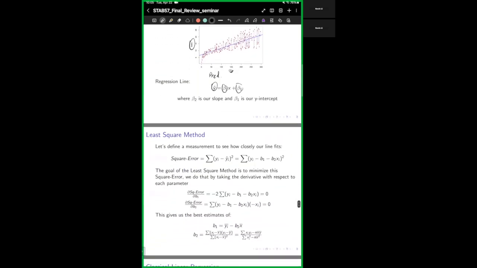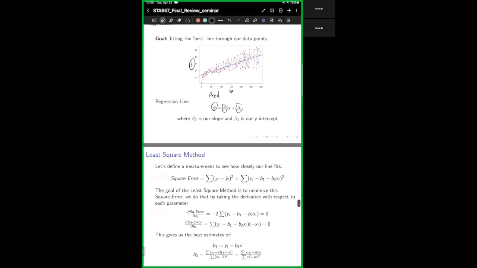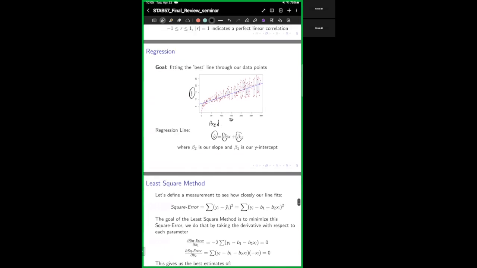So next, we will define a measurement to see how good this line fits. For example, we have a graph over here. We can take the minimum distance from this point to this line, or in this case, we are actually taking the vertical distance from this point to this line.